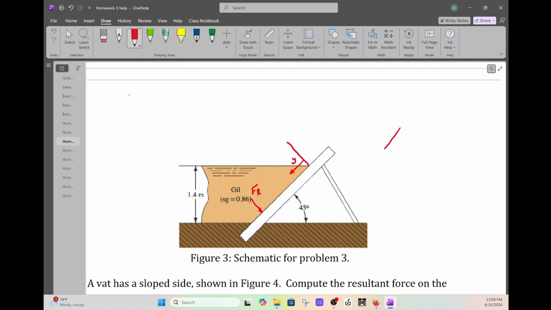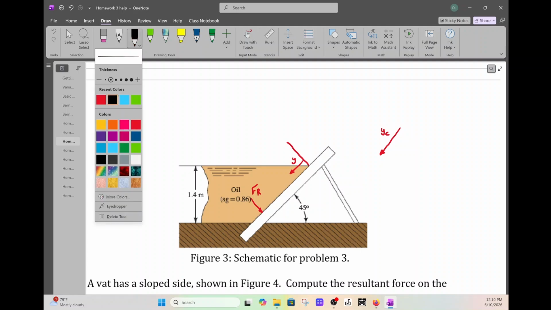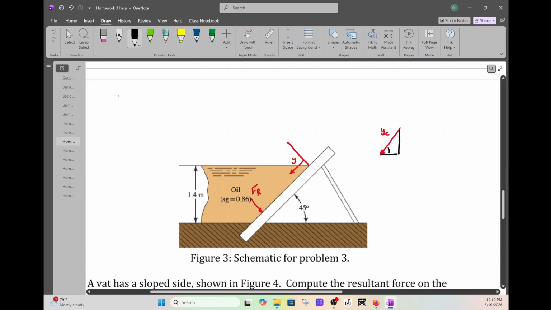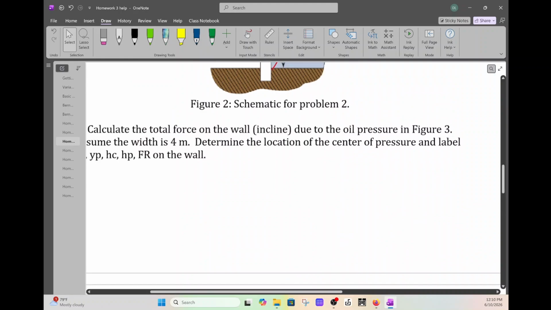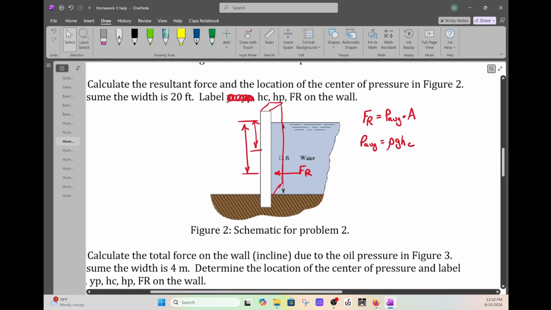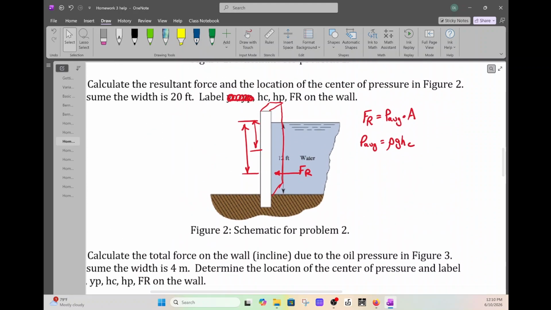So if you remember, if this is YC down the incline, you know that's theta, which is 45 degrees. You can figure out HC from trig. So this is an incline problem. Just create that Y coordinate system, label YC, YP, and then from the surface down, you can label your HC and your HP. And the same equations for FR: P average times A, and then P average is rho GHC.